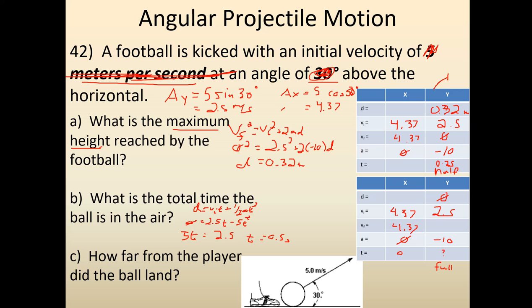Once we have that, how far from the ball player does the ball land? They're looking for this horizontal distance, again, for the full amount of time. So we're going to use the magic D again. This time it's going to end up being D equals 4.37 times 0.5 plus 0, because again, we're only using the x acceleration. And we get that the ball lands 2.21 meters away.